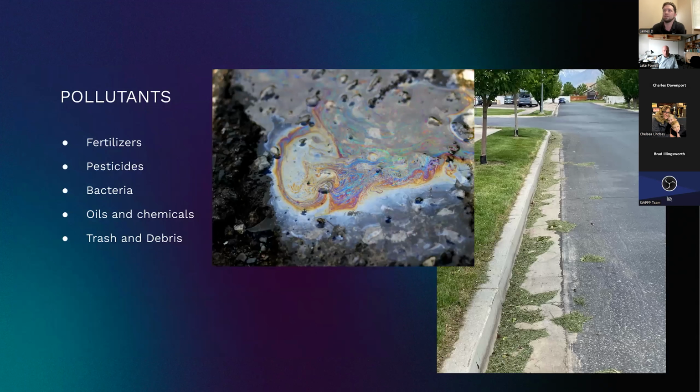Some of the pollutants that it can pull in are fertilizers, pesticides, bacteria, oils and chemicals, trash and debris. And in those images as well, you can see the sheen on that water on the asphalt, possibly gas or a chemical from a vehicle. It's a pretty common thing. And then the landscaped area there was mowed. You've seen images in the other presentations where there's clippings in the gutter. That as well can end up in the storm drain from the landscape watering runoff.